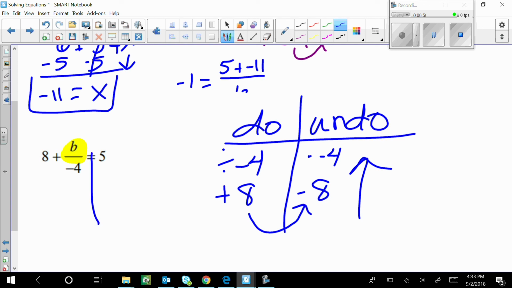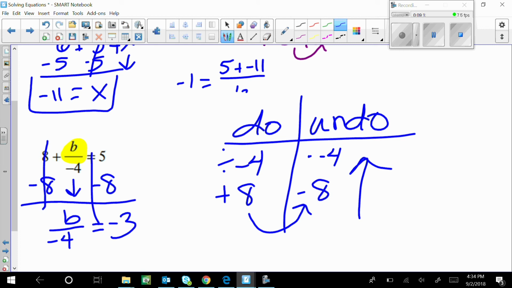First thing I'm going to do is draw my wall. Subtract 8 from both sides. Remember, what you do on one side, you must do on the other to keep it balanced. 8 minus 8 is 0, so I can cross that out. Bring down my b divided by negative 4 equals 5 minus 8 is negative 3. So I'm done with that step. My next step is to multiply both sides by negative 4.